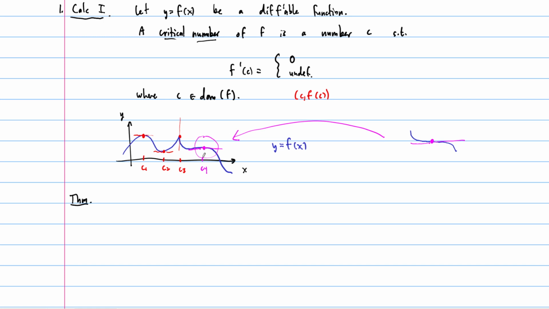So this becomes a one-way theorem, and this theorem is due to Fermat, and I hope you remember this one. If f has a local max or min, so a local extreme point at a point (a, b), then (a, b) is a critical point.